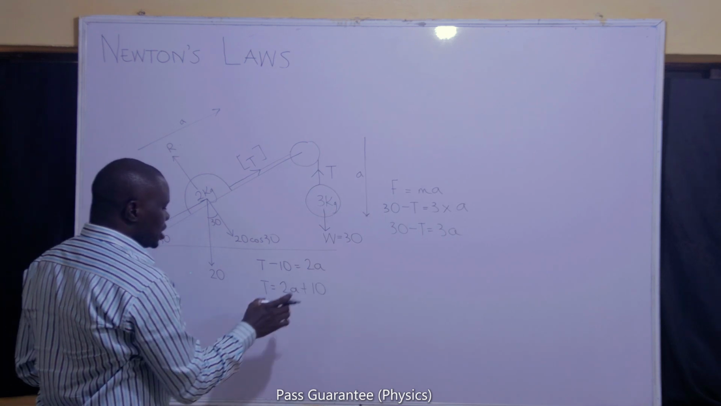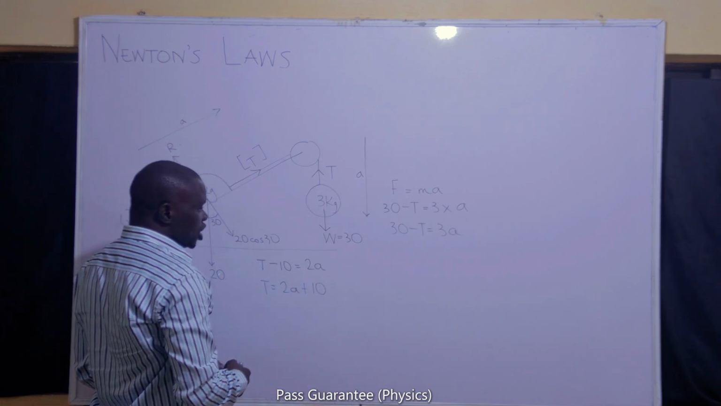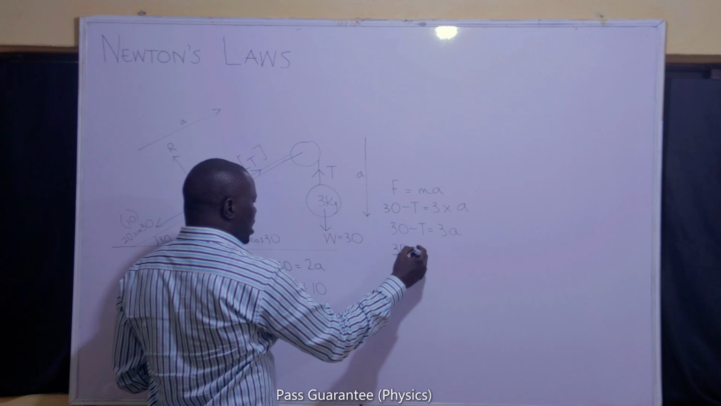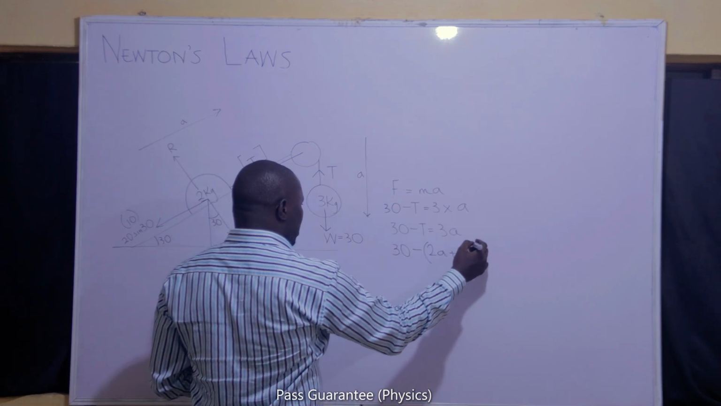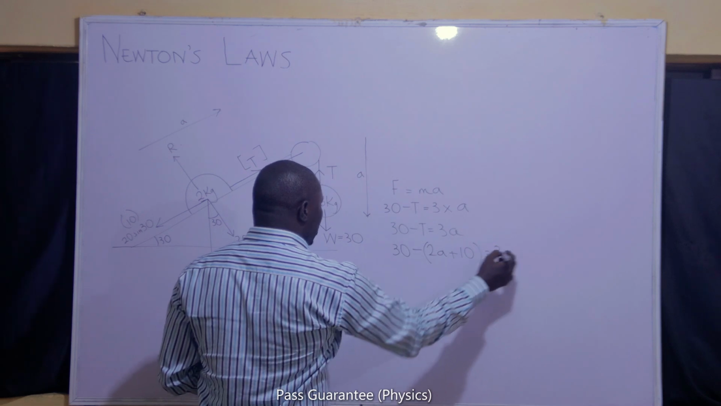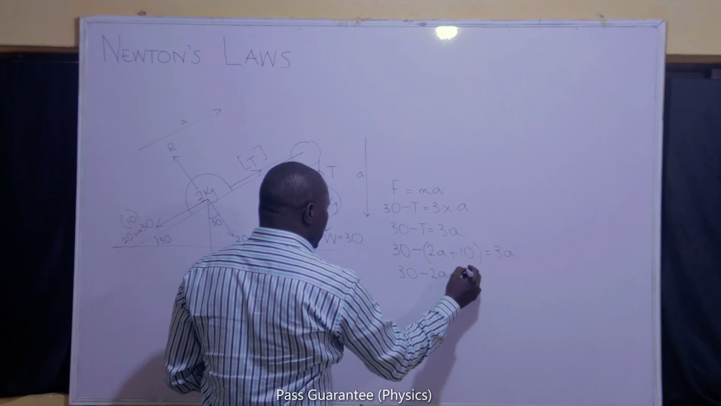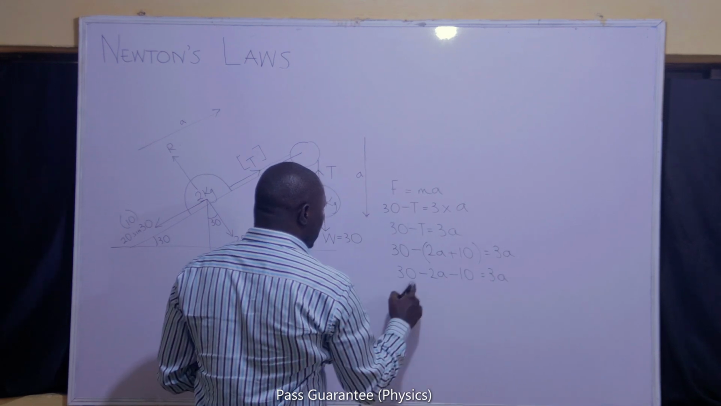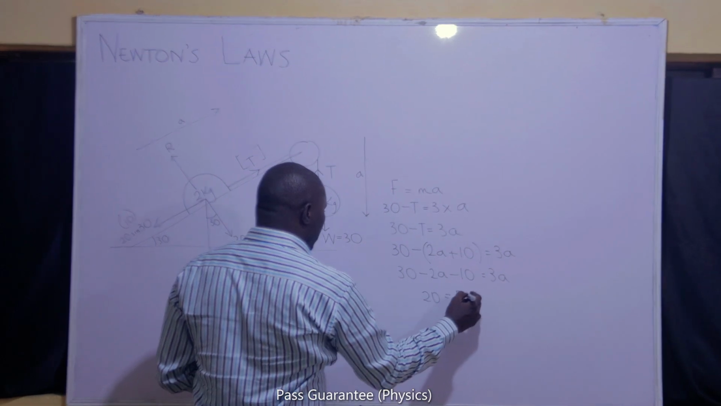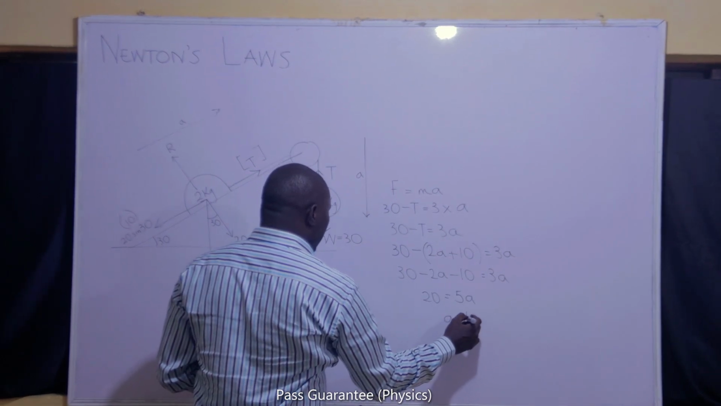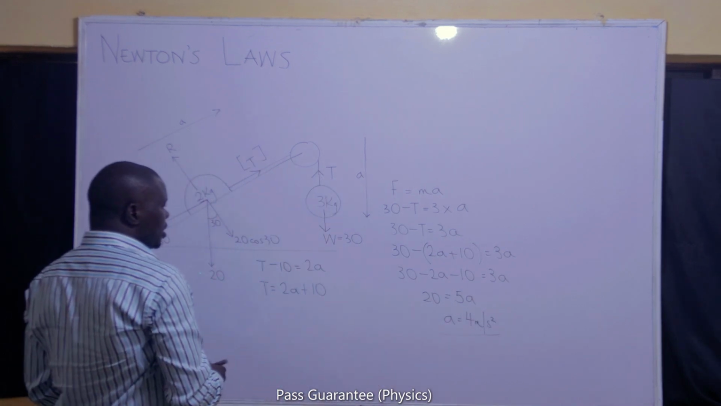So if that is the case, I can just slot in this value directly into this expression to find my acceleration. That would be 30 minus, instead of T, I will have 2a plus 10 is equal to 3a. That should be 30 minus 2a minus 10 is equal to 3a. 30 minus 10 should be 20. 3a plus 2a should be 5a. a therefore must be equal to 20 divided by 5, and that will be 4 meters per second squared. And that is our final answer for this question.